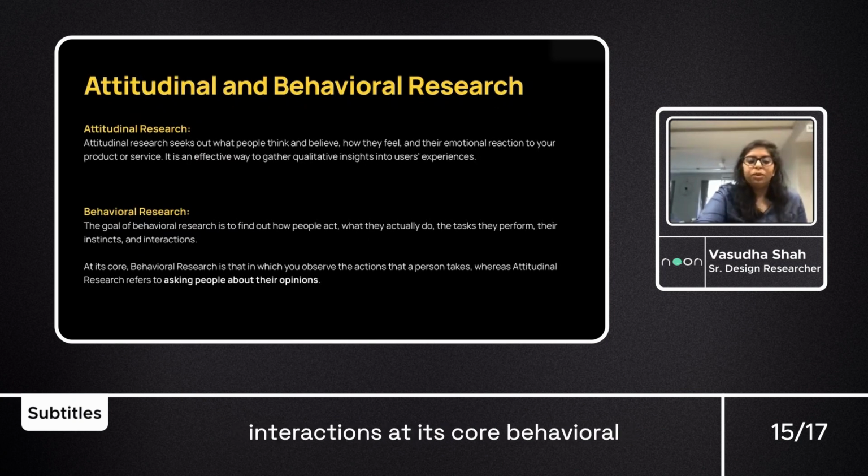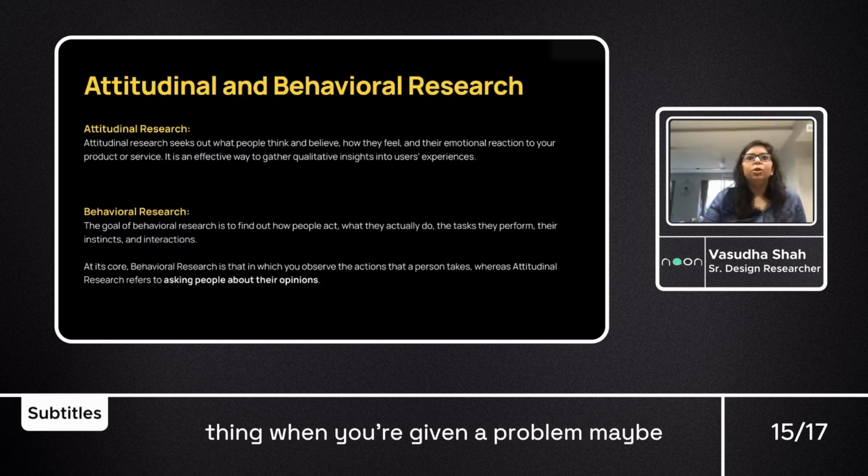At its core, behavioral research is that in which you observe the actions that a person takes, whereas attitudinal research refers to asking people about their opinions, right? In behavioral research, it's mostly how would the user behave, actually kind of in the name. So behave around your product. However, attitudinal is what's the attitude of the participant or of the user around your product.